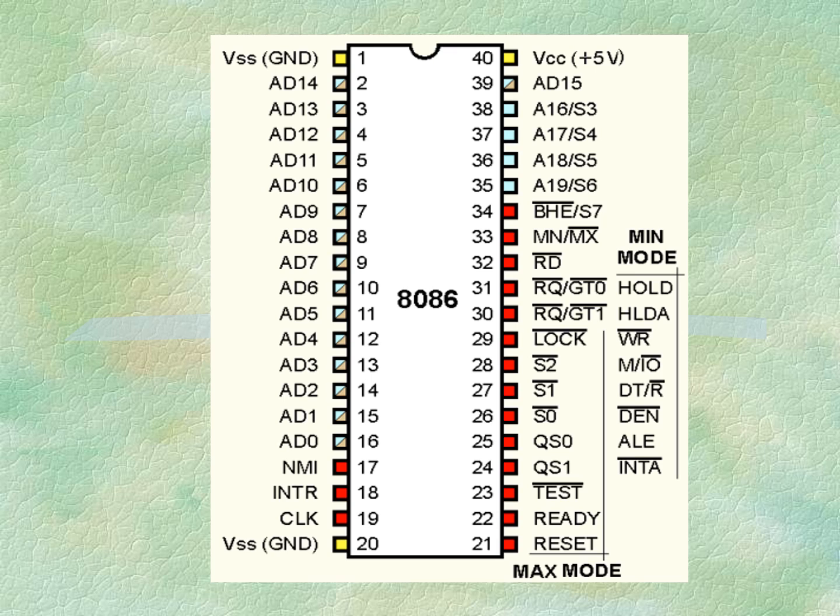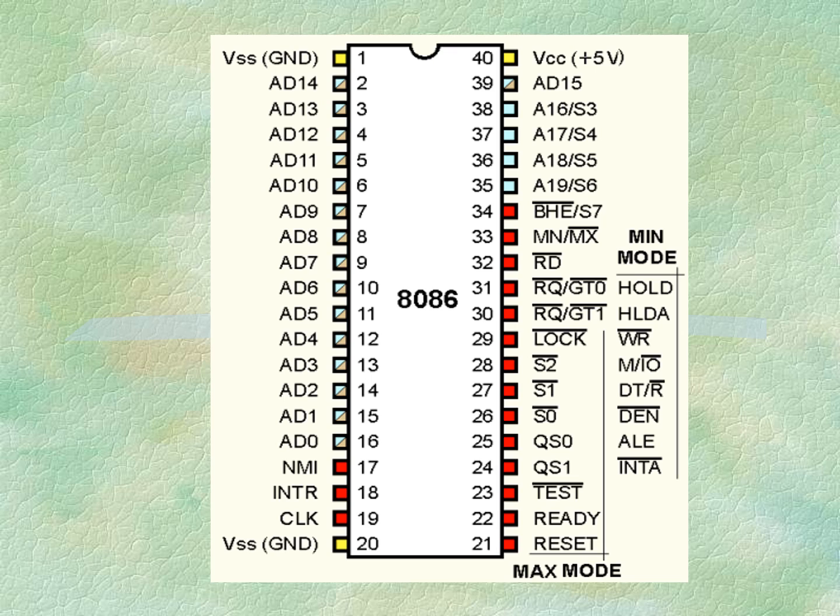So the pins will be segregated into three groups. One is the general group, which is common for both the minimum and maximum mode. The second group is the minimum mode group, whose pins are available only for minimum mode. The maximum mode group is available only during the maximum mode configuration. So before going into each and every pin, let me introduce the basic pins.